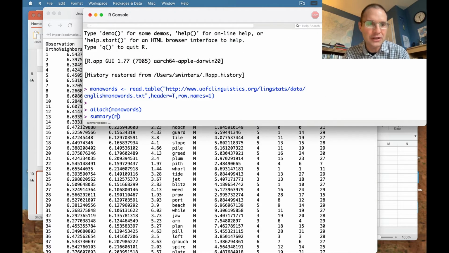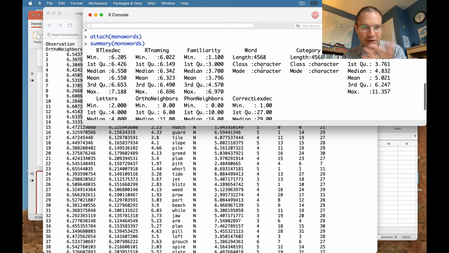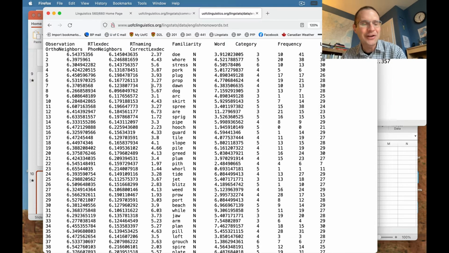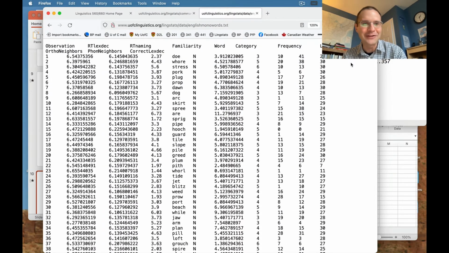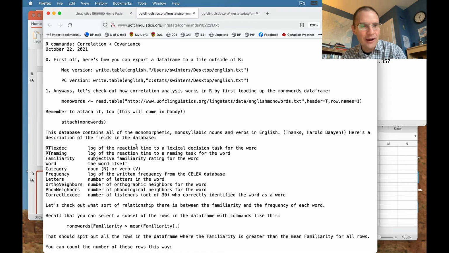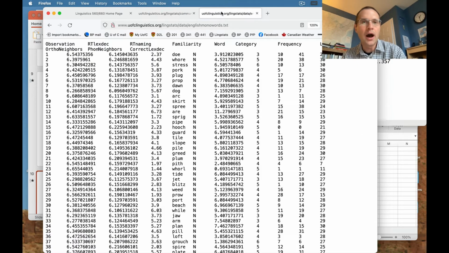In fact, if we do look at the summary here for monowords, there's no observation variable in monowords. It's just saying, okay, these are unique identifiers. So I don't organize my data like that anymore because I feel like it's kind of gratuitous or perhaps a waste of space. But it is in here, even though we have over 4,500 data points or words in this data set. So anyways, what do I mean by lexical decision task for a word or naming task for a word? So basically, if you present words like these to a participant in an experiment and say, is that a word or not?